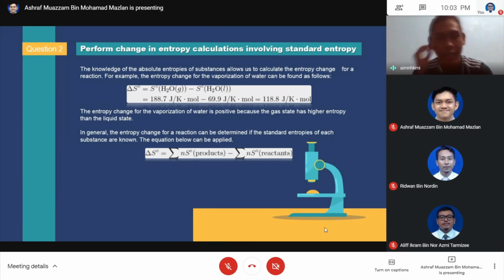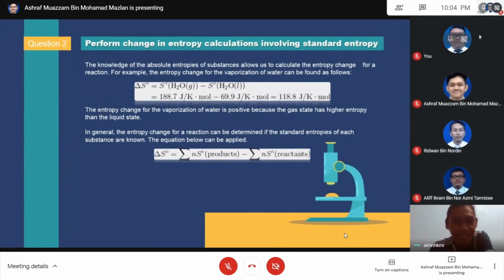So this is the reaction. Delta S equals S of H2O gas minus S of H2O liquid. So we calculate the reaction, then we get 118.8 joules per kelvin per mole.